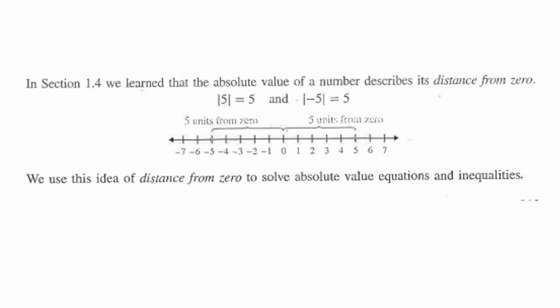Previously, we learned that the absolute value of a number describes its distance from 0. So on a number line, if we say the absolute value of 5, and we write that with a vertical bar, 5, and another vertical bar is equal to 5, or we could also say the absolute value of minus 5 is equal to 5, because both of these on a number line are 5 units from 0.